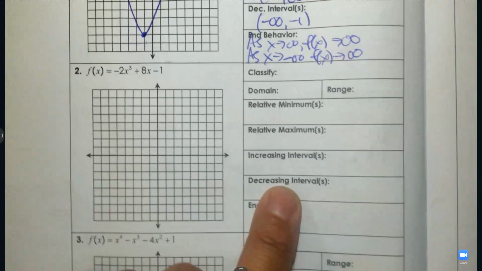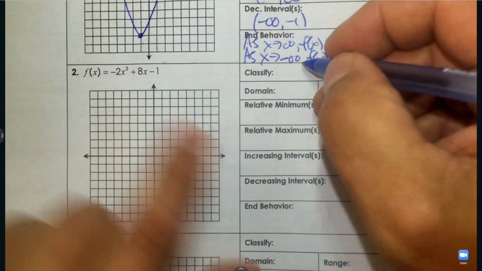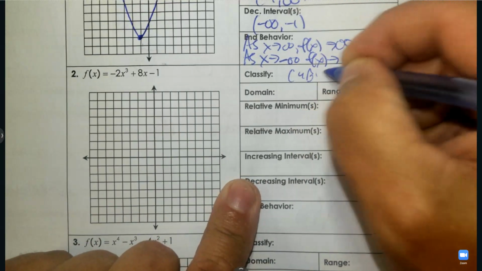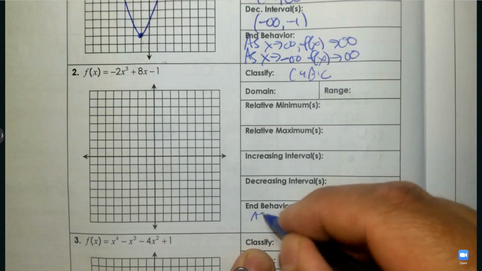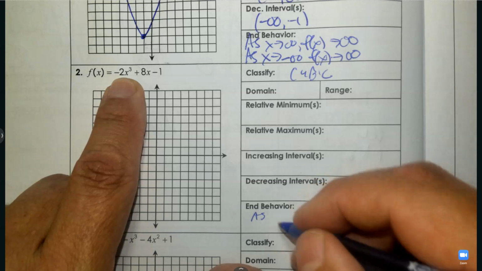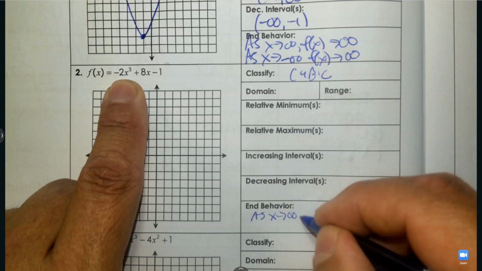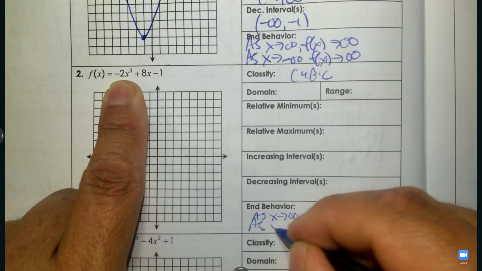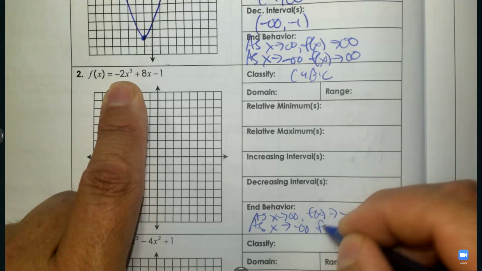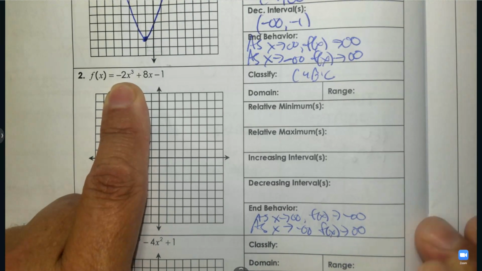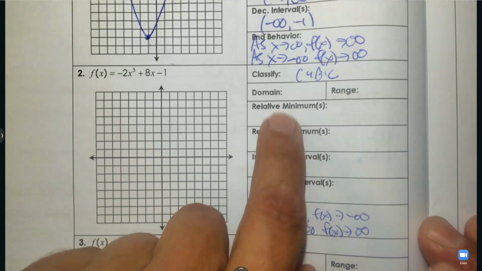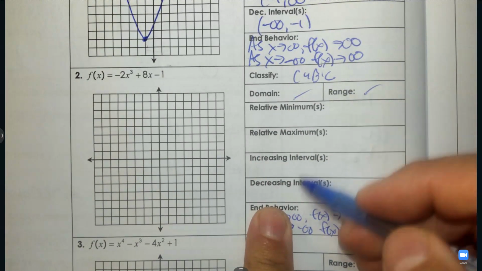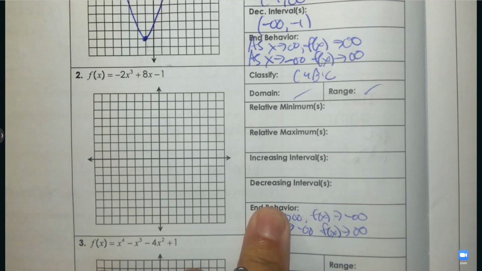All right, number 2. While I'm here, the greatest exponent is 3. We call this a cubic. And the end behavior, it is negative and odd. So that means the right end goes down and the left end goes up. And then I'm not going to worry about the domain and range, I'm going to find the turning points and intervals of increase and decrease.